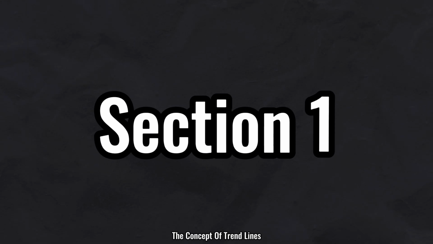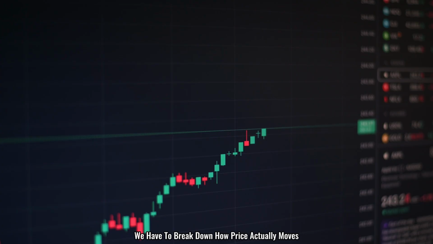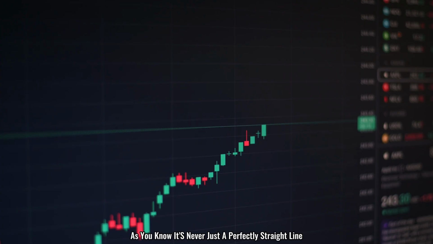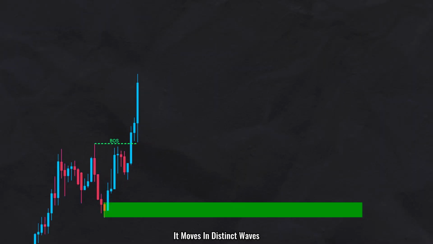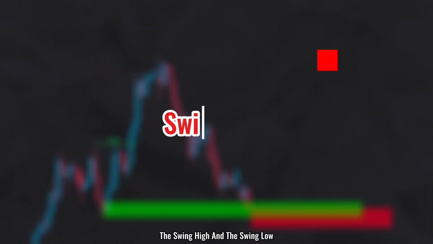Section 1. The concept of trend lines. Before we start drawing lines all over the place, we have to break down how price actually moves. As you know, it's never just a perfectly straight line. It moves in distinct waves. To read these waves, you need to firmly grasp two core concepts: the swing high and the swing low.